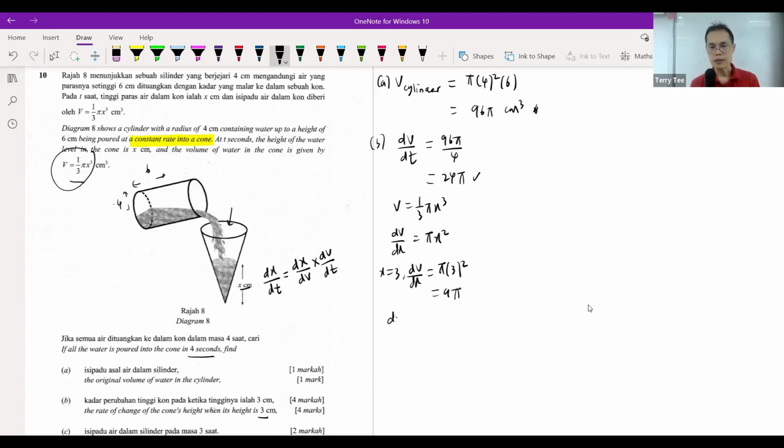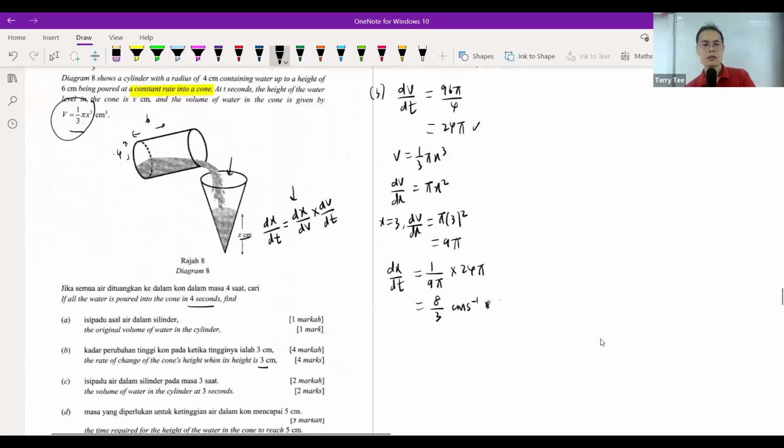Now, if you're finding dx/dt, we have to use dx/dV. This is dV/dx. dx/dV is 1 over it. Just invert it. You get 1 over 9 pi. Multiply with 24 pi. We can cancel 24 and 9. 24 divided by 3, you get 8. 9 divided by 3, you get 3. Answer is 8 over 3 cm per second. The unit, if you don't write, it's okay. No marks given for unit. You can just write 8 over 3.